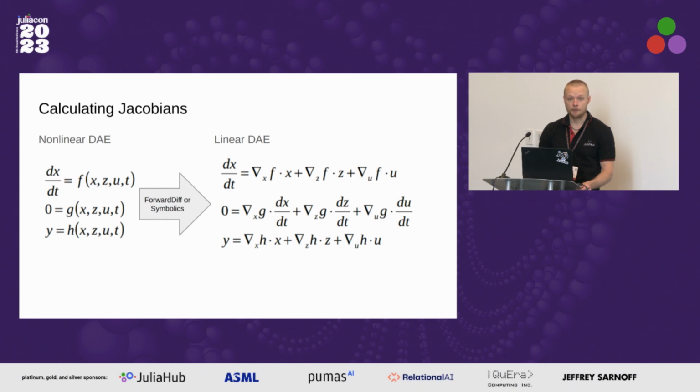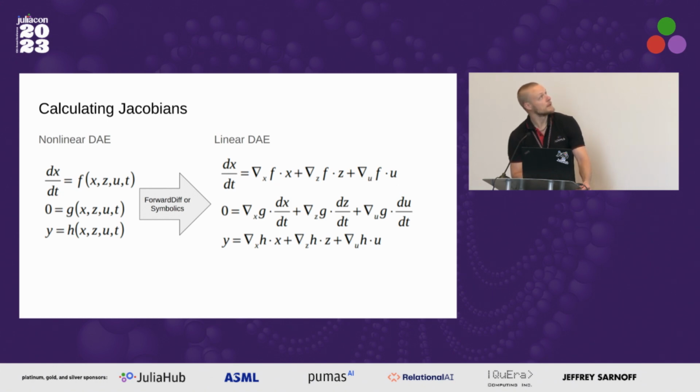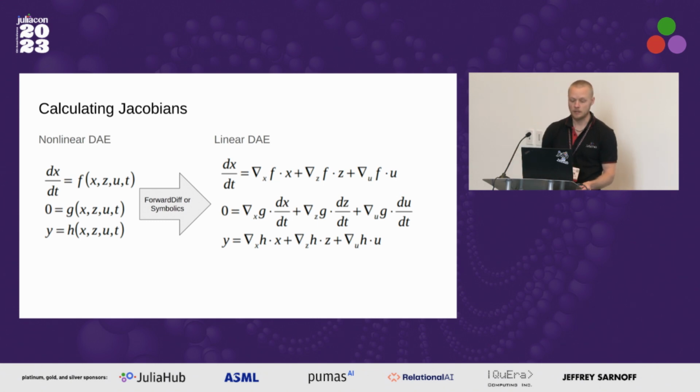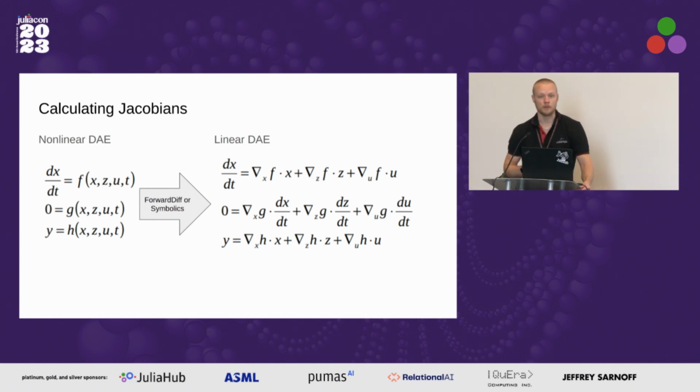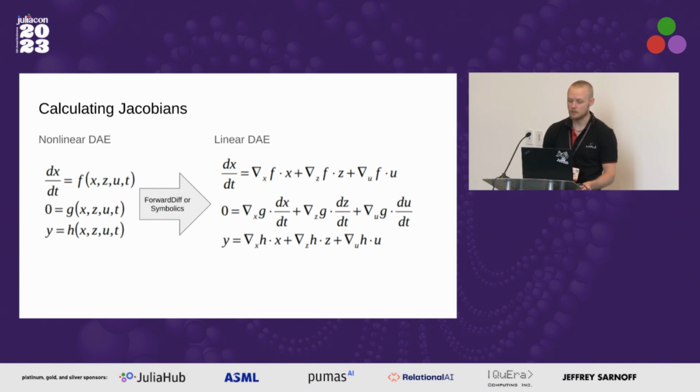The next step is to perform the actual linearization. For that, we use ForwardDiff. So we start with a system that is nonlinear. We have some dynamics function f that is a function of state variables x, algebraic variables z, some input variables u, and perhaps of time. And there are some algebraic equations and perhaps an output equation, y is equal to some function also. And after the linearization, we have this messy system on the right, but it's just a bunch of Jacobians of these three functions with respect to the arguments.